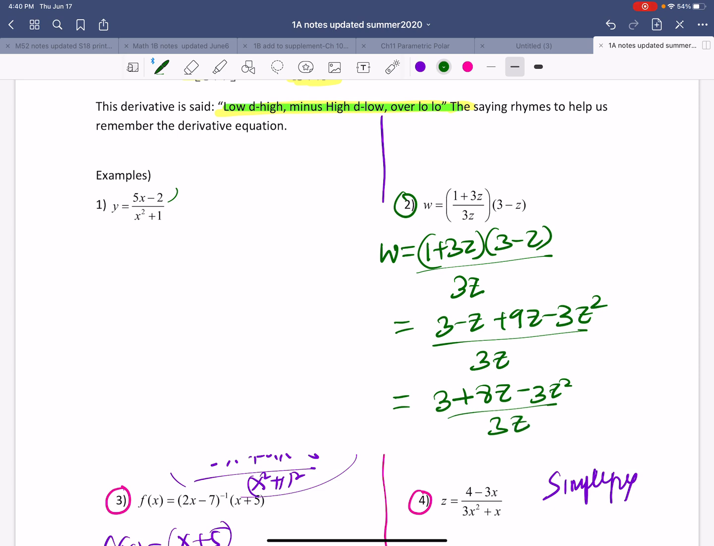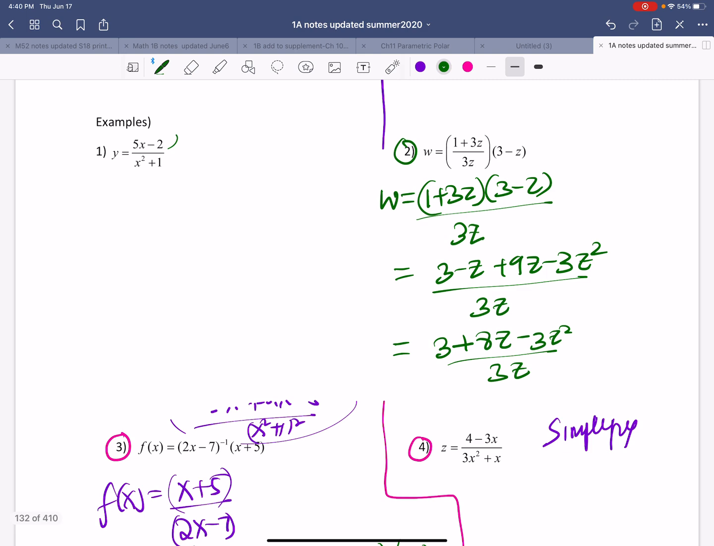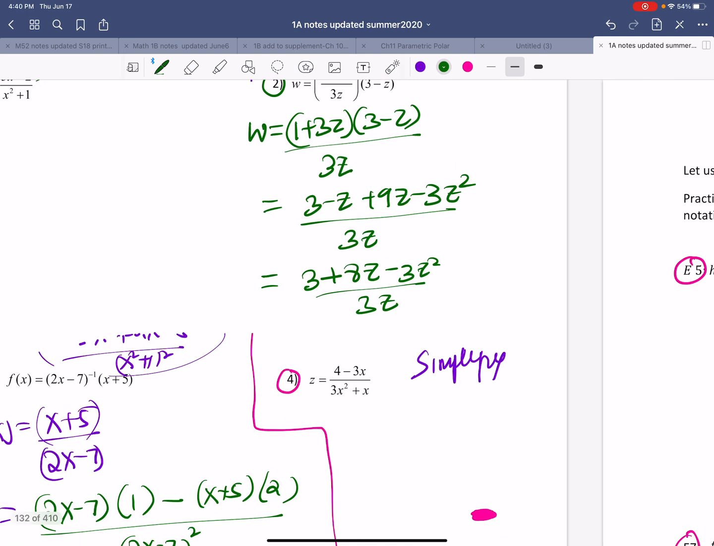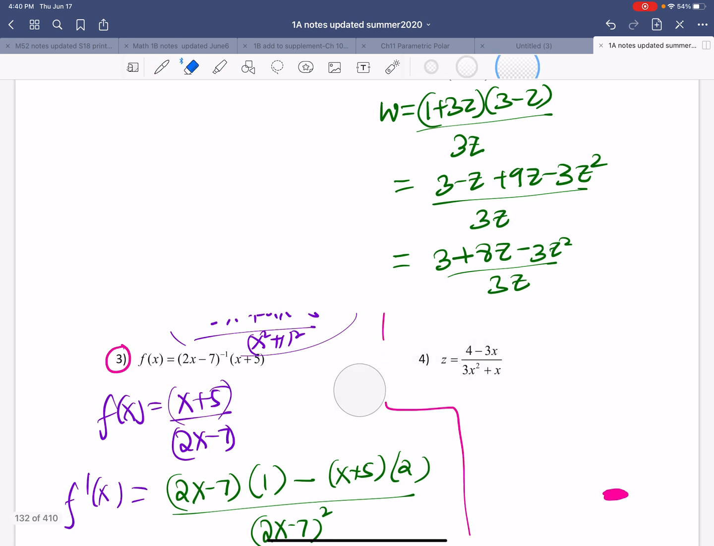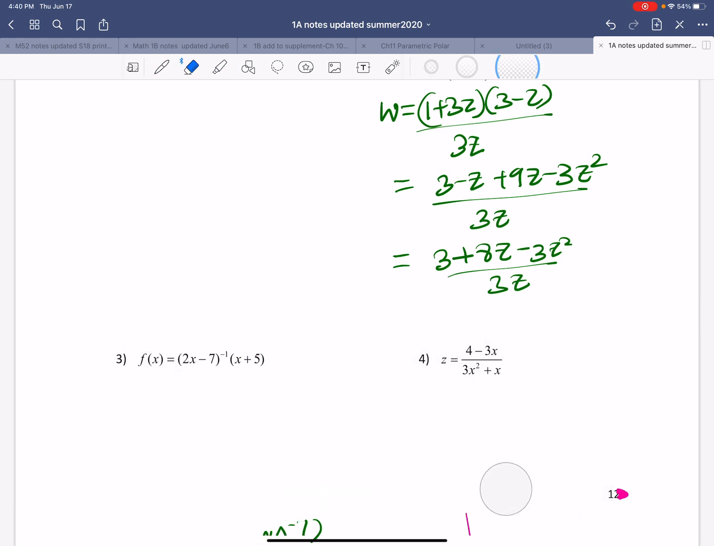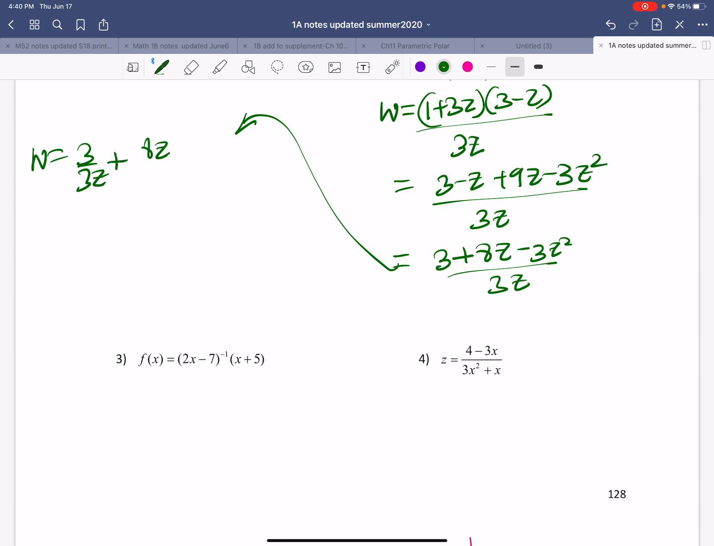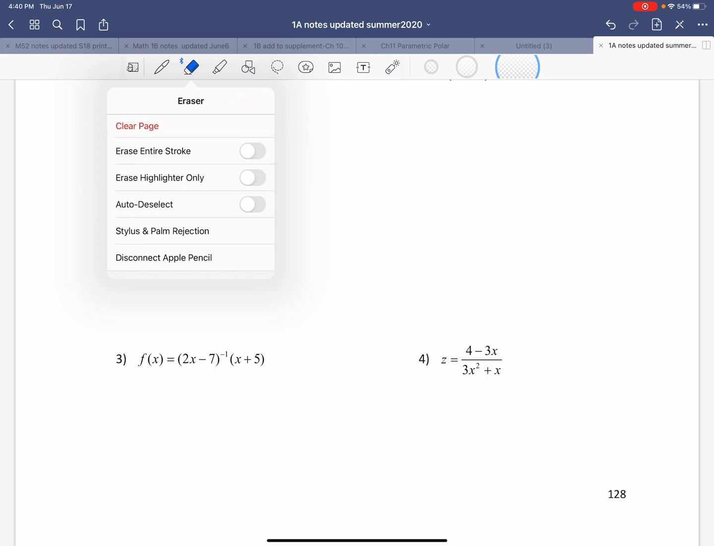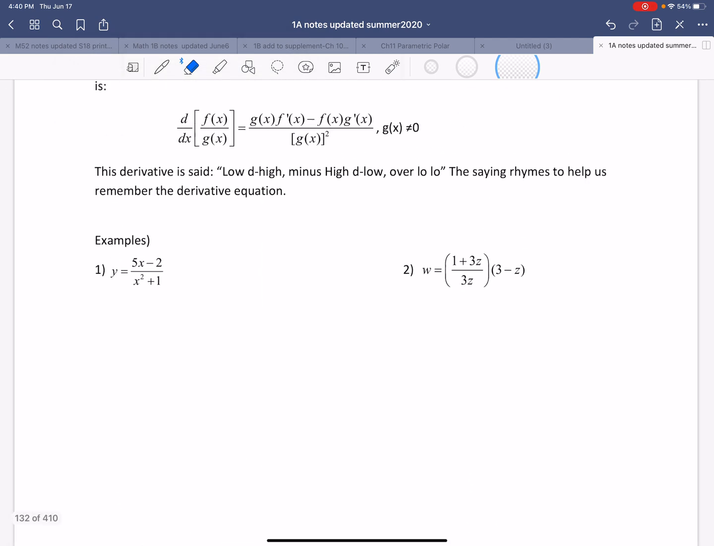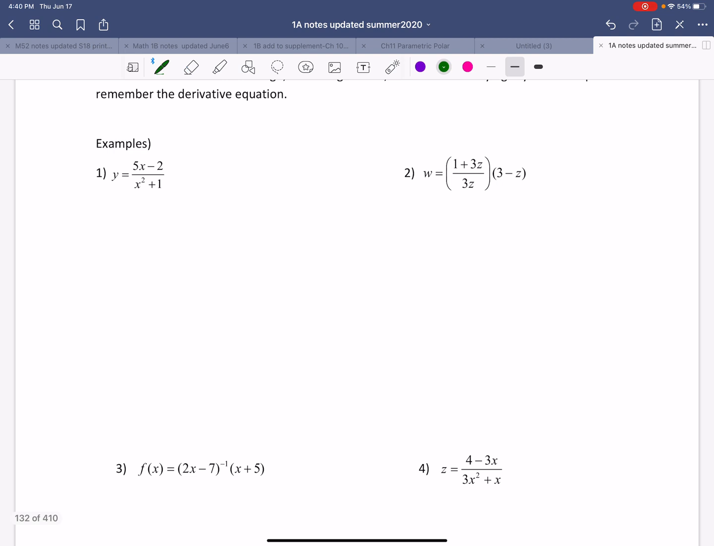And now we can go ahead and either separate the fraction or use the quotient rule. I think it's probably easier if I separate them instead of using the quotient rule. I can separate this into 3 different pieces and then find the derivative. So w can be written as 3 over 3z plus 8z over 3z. Oh no, I did not mean to clear the page. That was not my goal.